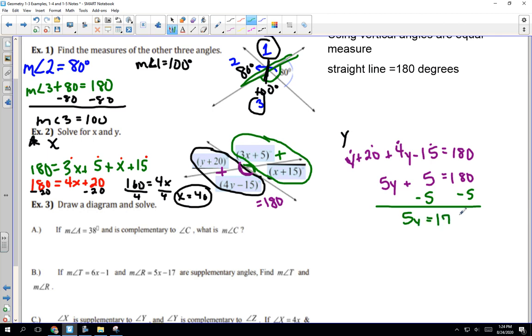And 180 minus 5 is 175. We're going to divide both sides by 5. And just for mental math fun, 5 goes into 17 3 times with 2 left over. 5 goes into 25 5 times, so y is equal to 35.